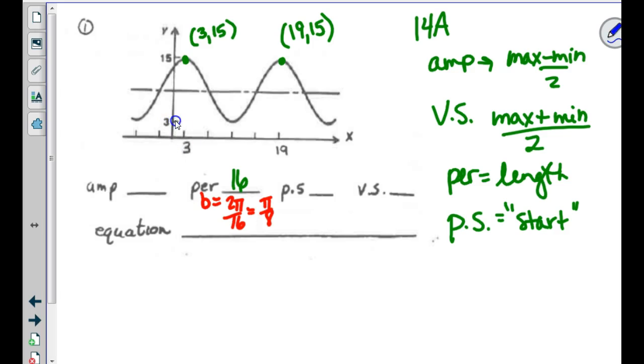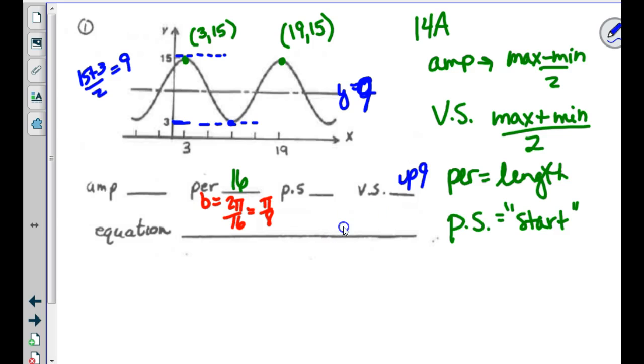All right, the minimums are occurring at 3 here, and the maximums are occurring at 15. So what's exactly in the middle of those? Guys, if you add and divide by 2, you get what? 9. Exactly in the middle. So 15 plus 3 divided by 2 is 18, divided by 2 is 9. So this midline is y equals 9. 9. Where does that go? Yep.